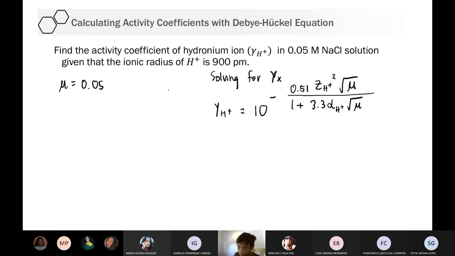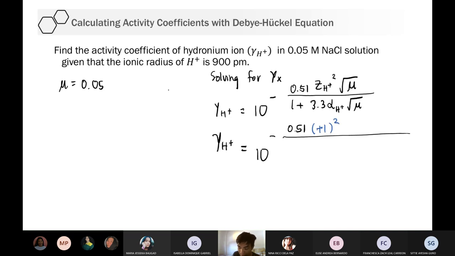Ano susunod? Plug in na tayo ng numbers. So let's solve for gamma ng H plus. At ang haba ng aking vinculum. So that will be 10 raised to negative. Plug in na tayo. 0.51. What is the charge of hydronium ion? Positive 1. So, plus 1 lang yan.